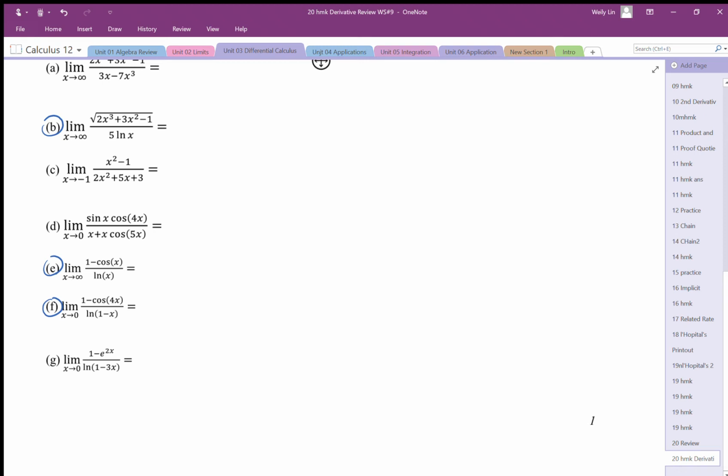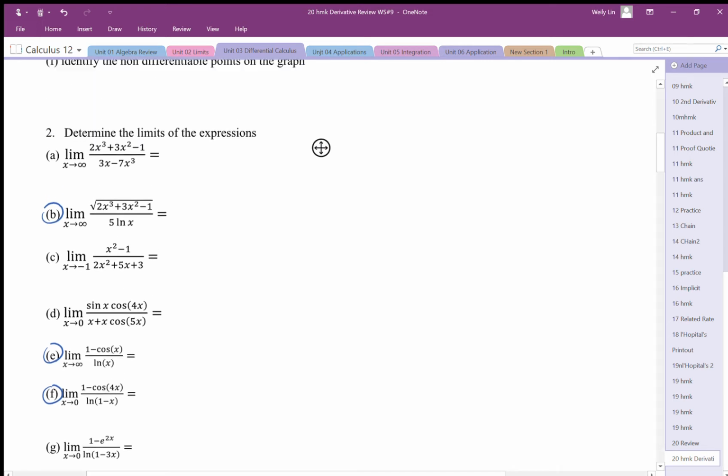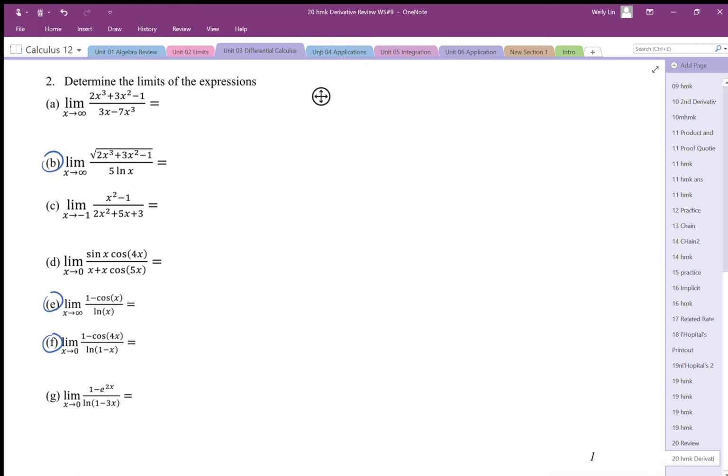Okay, so this is going over questions. This is a review sheet from the derivative review, going over question number two, B, E, and F.